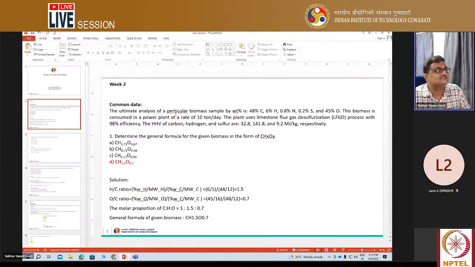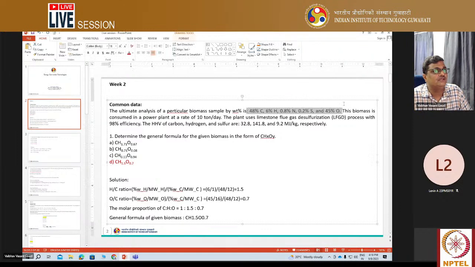In this case, the ultimate analysis is given as carbon, nitrogen, sulfur, and oxygen in the respective amounts. This biomass is consumed in a power plant at a rate of 10 ton per day, and the plant uses a limestone flue gas desulfurization unit, which we discussed elaborately in one of the lectures, with 90% and 98% efficiency. The HHV of carbon, sulfur, and hydrogen is given here.